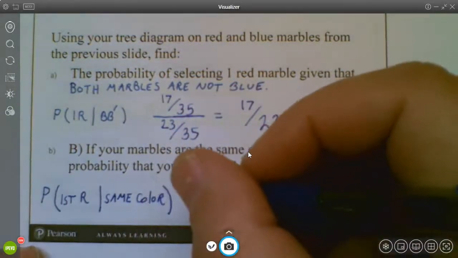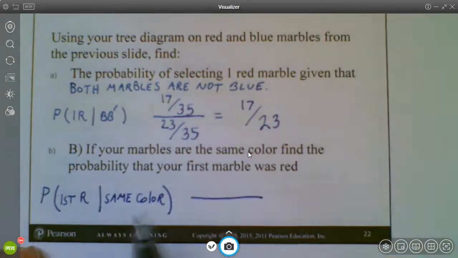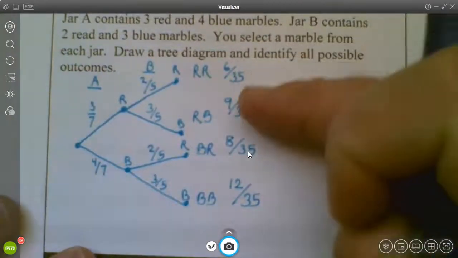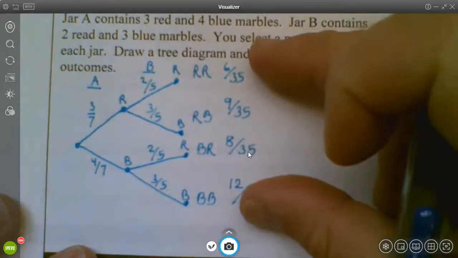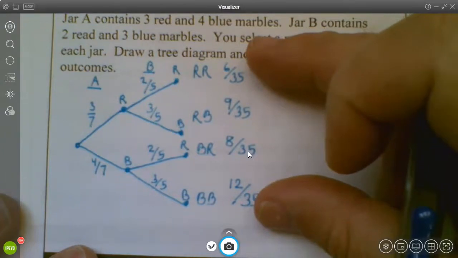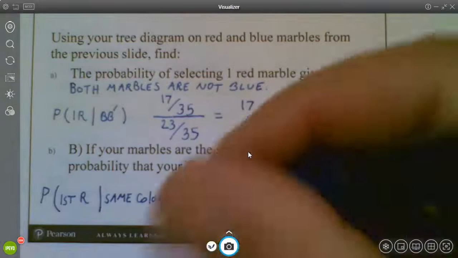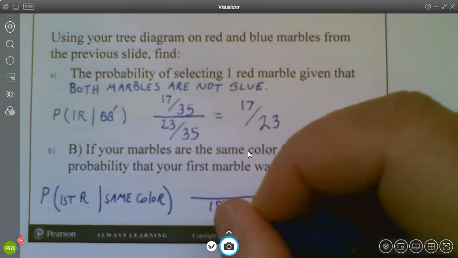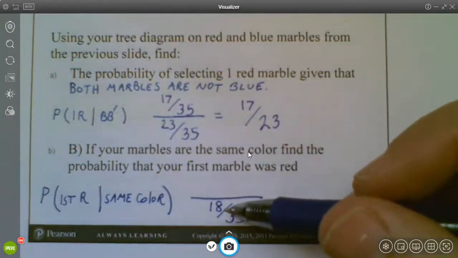Again, I always start with the denominator. Start with my sample space, so they've got to be the same color. So what's the probability that the marbles were the same color? Obviously it's the case right here and the case right here. So those two are my sample space. If I add those up, I'm looking at 18 out of 35. That's our sample space.